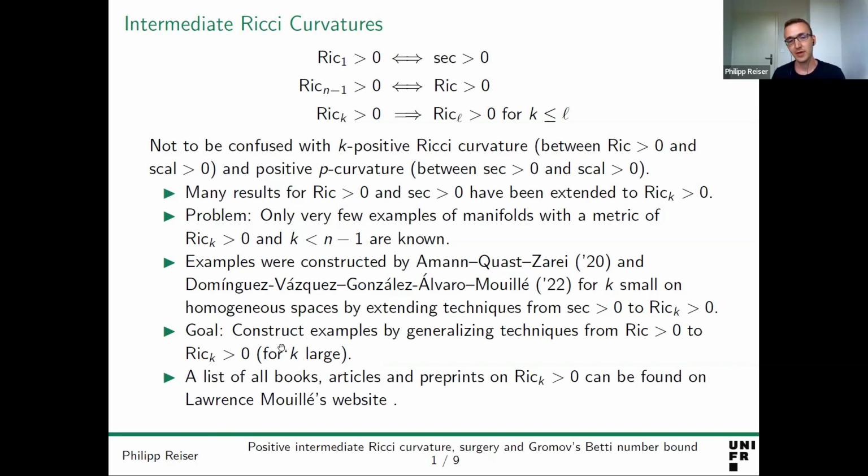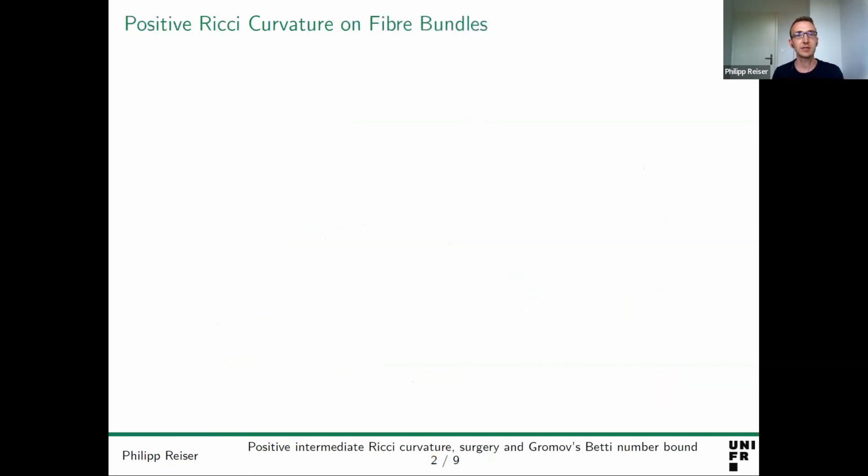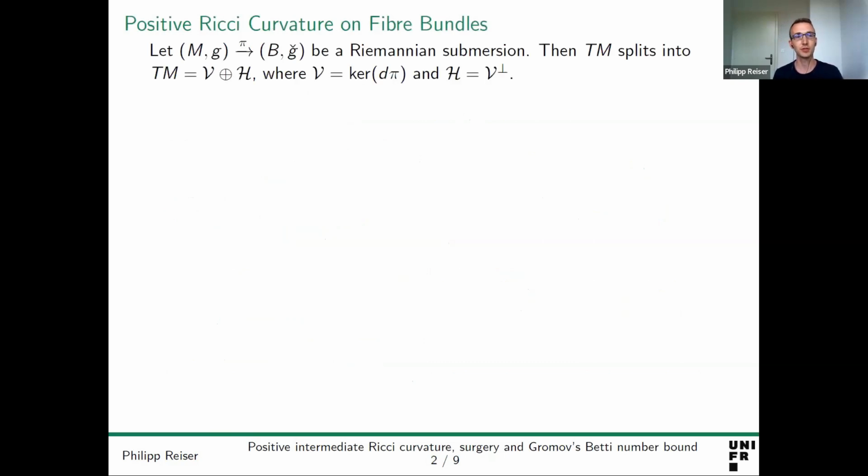Okay, so before we can generalize these results for positive Ricci, let me actually tell you what these techniques for positive Ricci are. So let's start with Riemannian submersions. Given a Riemannian submersion, we can always split the tangent bundle of M into a vertical part and a horizontal part. The vertical part is the kernel of the differential of the projection, and the horizontal part is then just its orthogonal complement. So on the vertical part, everything gets mapped to 0, and on the horizontal part, the differential is an isometry.